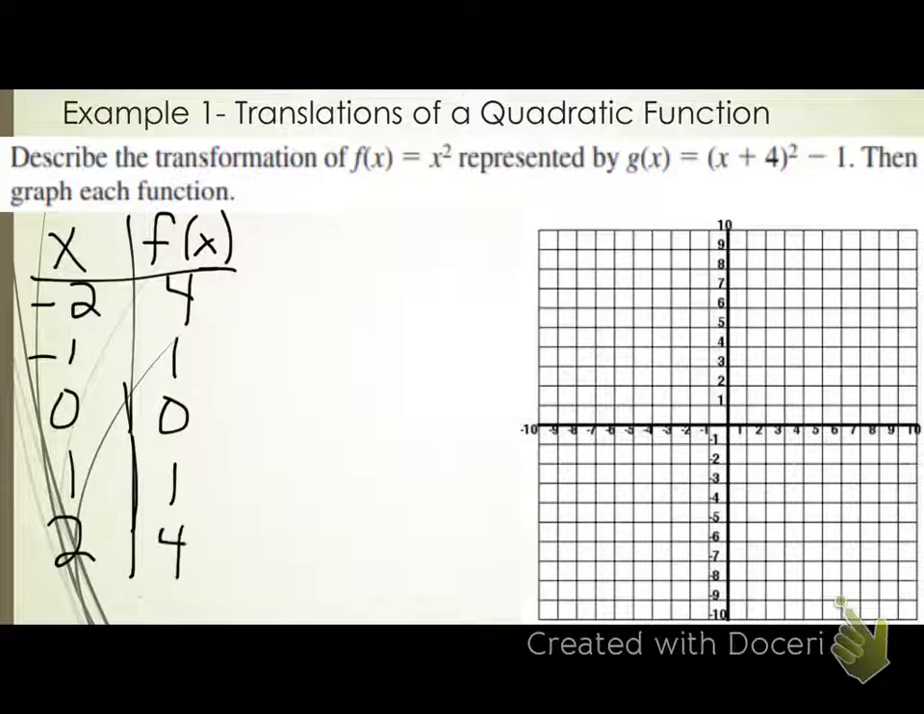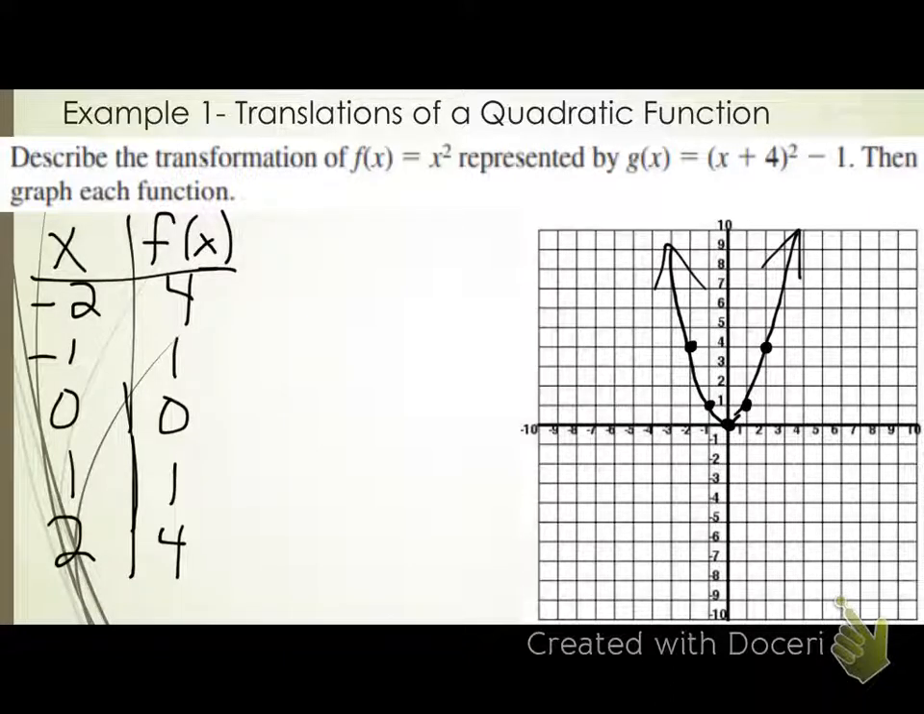Everyone okay with that? We've done that multiple times in the past. That's why I went so fast with it. So negative 2, 4. Negative 1, 1. 0, 0. 1, 1. And 2, 4. And then what's the shape of a parabola? It's a U shape, so I know I need to connect it using a U shape. Okay. Questions on my parent graph here?